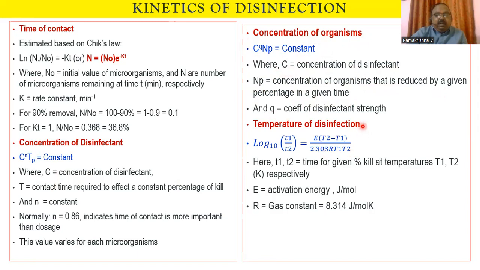Temperature is again an important parameter. So log10 (T1 by T2) is equal to E (T2 minus T1) by 2.303 R T1 T2. The small t1, t2 are time per given percentage kill at temperatures T1 and T2 in terms of Kelvin, and E is the activation energy, and R is equal to gas constant.